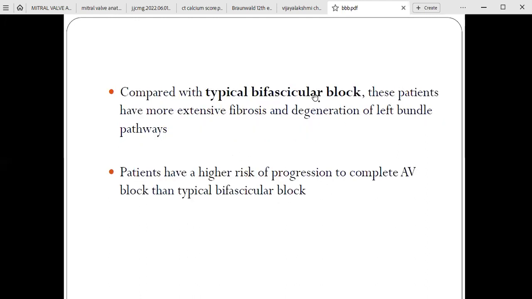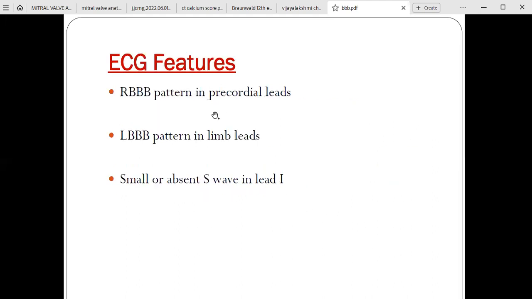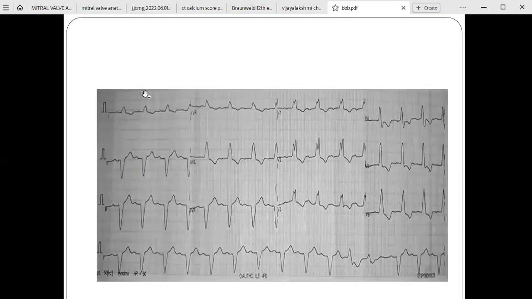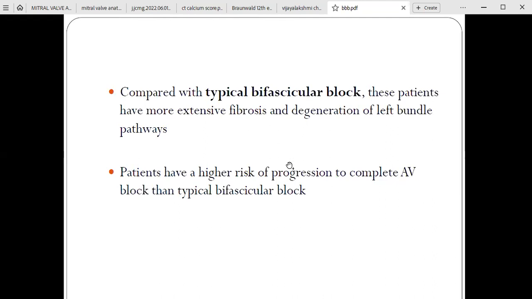Compared with typical bifascicular block, these have more extensive fibrosis and degeneration. Patients have a higher risk of progressing to complete AV block in this group. So ECG features are an RBBB pattern in the chest leads. You can see here in the precordial leads, there is an RBBB pattern, whereas in the limb leads, you can see here in 1 and aVL, you have the M pattern. This is suggestive of LBBB in the limb leads and RBBB in the chest leads, suggestive of alternating bundle branch block.